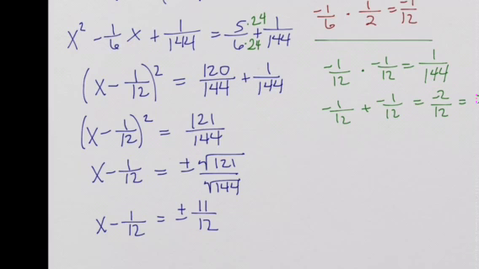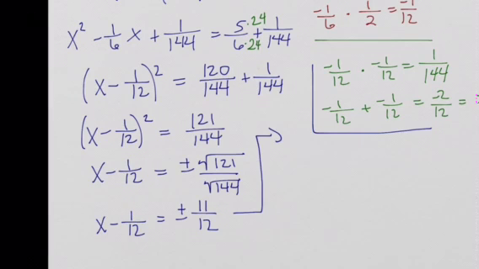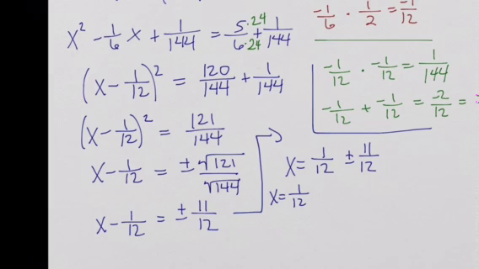From there, what we would do is we would add 1/12 to both sides. So we have x equals 1/12 plus or minus 11 over 12. So x equals 1/12 plus 11 over 12. X could also equal 1/12 minus 11 over 12.